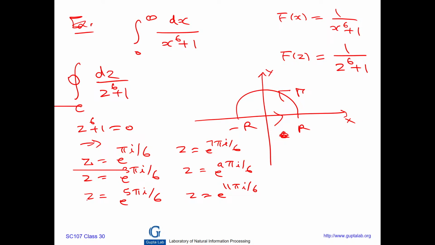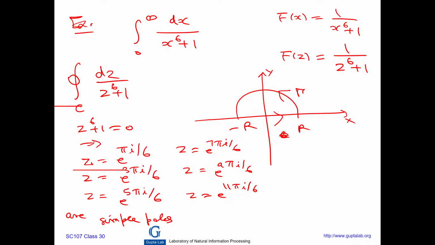Basically these are all simple poles, right? These are poles of order 1, because z raised to power 6 plus 1 is equal to z minus e raised to power pi i by 6, into z minus e raised to power 3 pi i by 6, into z minus e raised to power 5 pi i by 6, into z minus e raised to power 7 pi i by 6, into z minus e raised to power 9 pi i by 6, into z minus e raised to power 11 pi i by 6, right? It's a product of all, so each of them is a pole of order 1.